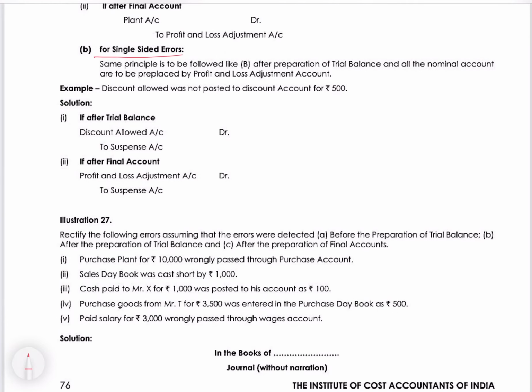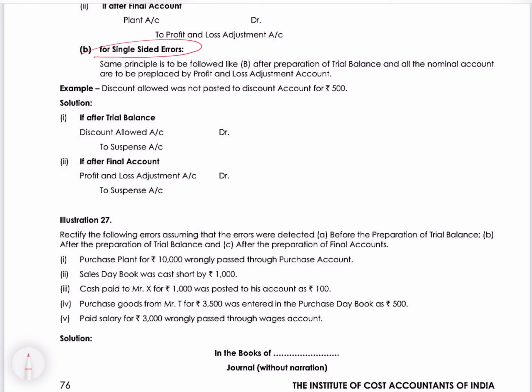What to do for single-sided errors? So single-sided errors, it continues to remain the same. But the change is only that if it is a nominal account, we have to replace it with P&L adjustment account. That is the same thing. Other things keep the same. We have to give the second impact. Single-sided will impact only one. Debit or credit will be there. So the other side we have to debit or credit through suspense account. So it continues to be the same for single-sided errors in all the three cases.